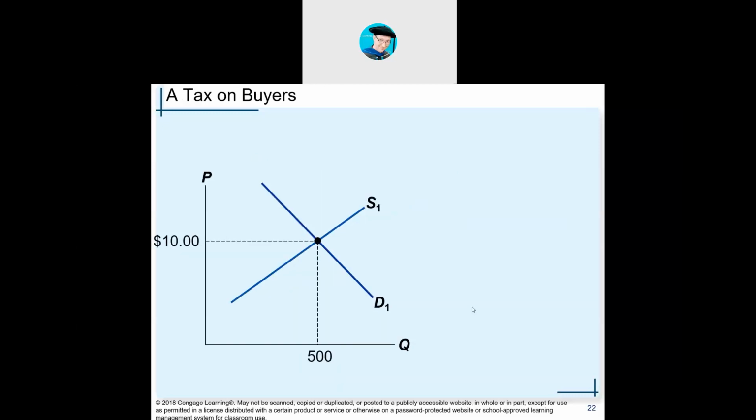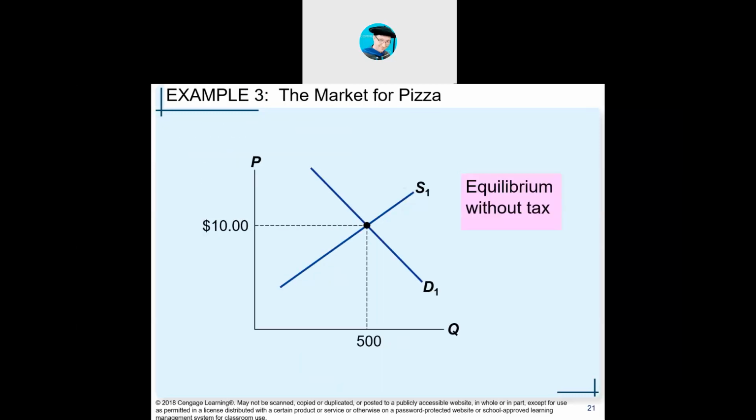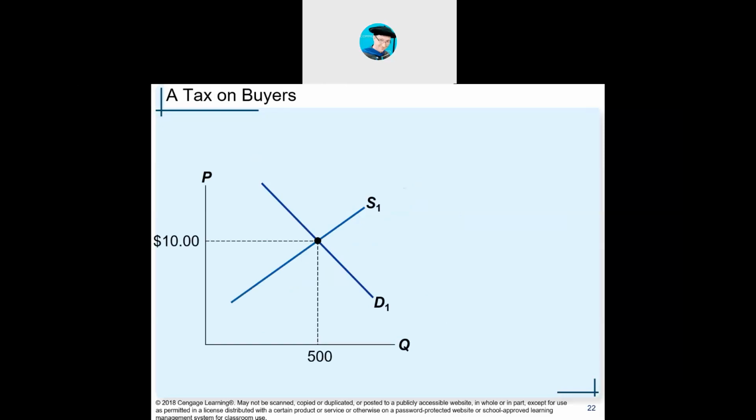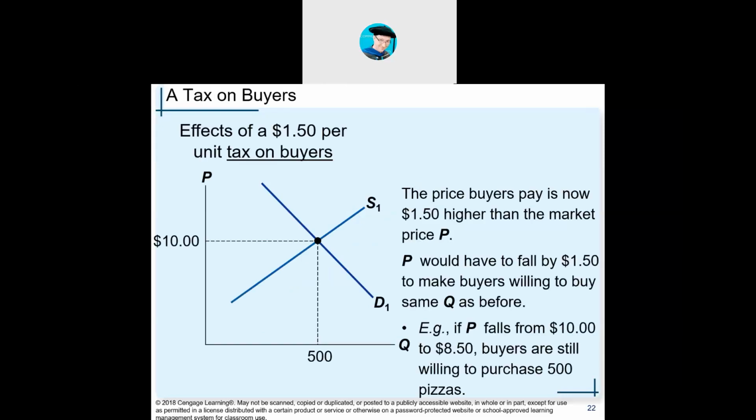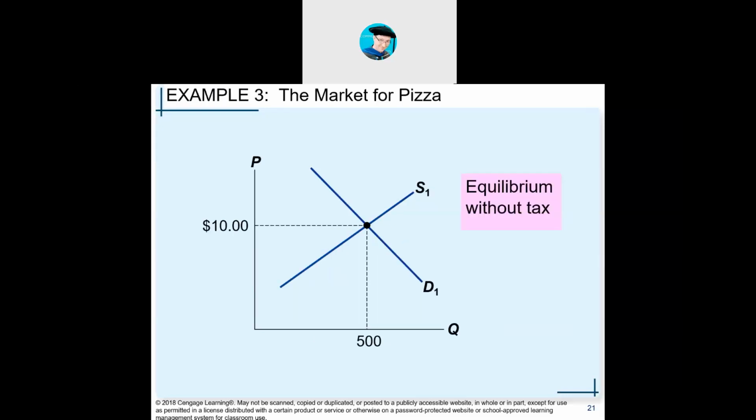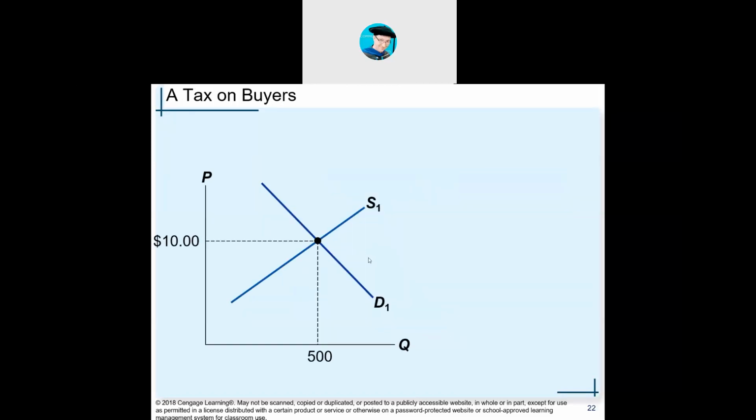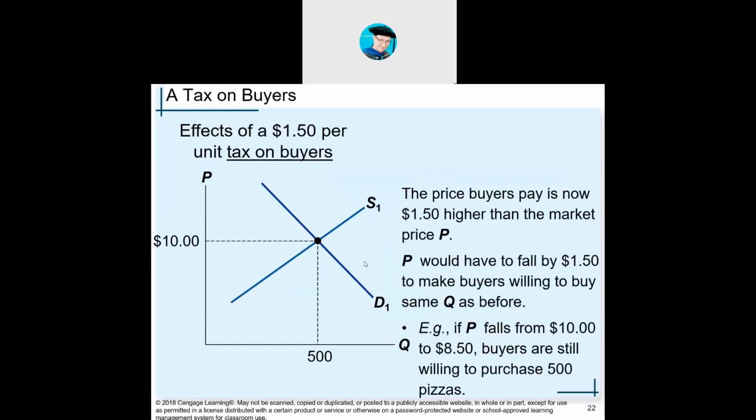So let's look at tax on buyers, okay? Let's look at pizza, the market for it. At $10 a pizza, I can sell 500 of them, and I have a sales tax on it. A sales tax is $1.50 per unit. Tax on the buyers. The people who buy the pizza pay the tax.